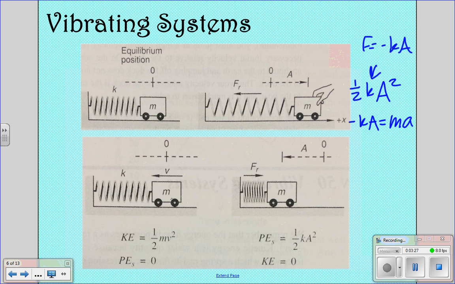Then in the bottom left figure, it's going past the equilibrium position with a speed of v. All of the spring's potential energy was converted into kinetic energy. And then in the figure on the right, it got compressed as far as it'll go, and now it's going to go back the other direction. It's going to oscillate back and forth until eventually it comes to rest at the equilibrium position. Okay?